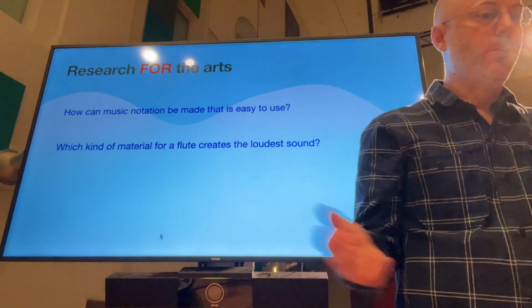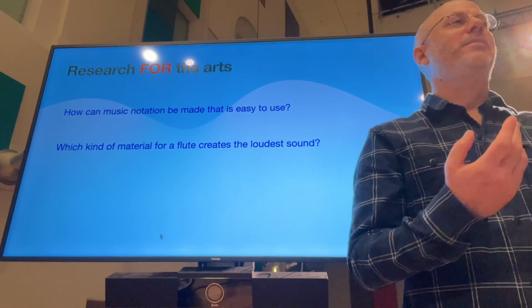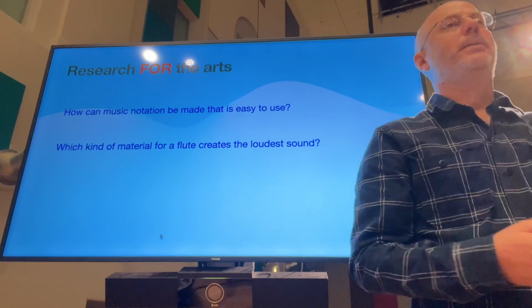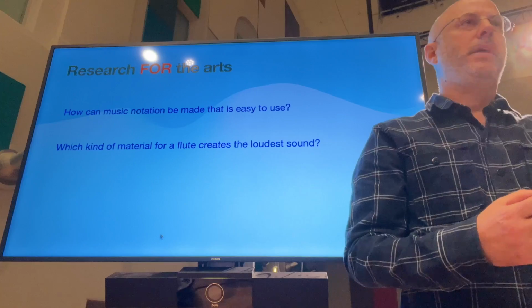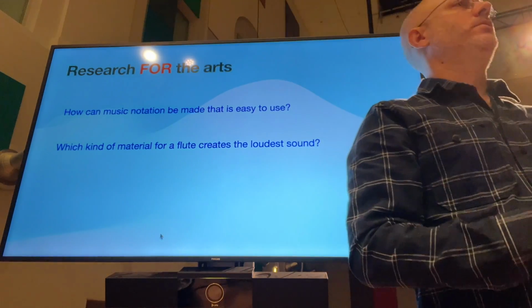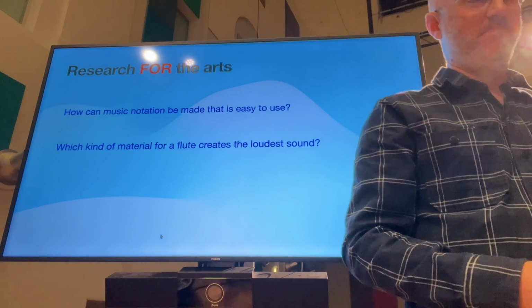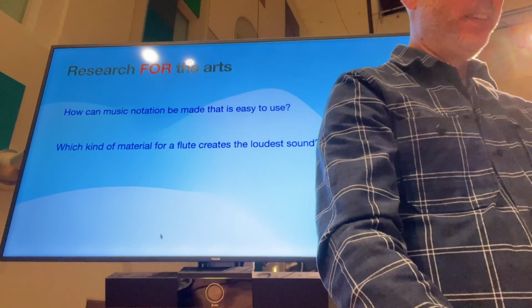What kind of material for a flute creates the loudest sound? I'm a flute player, if you didn't know that. So sometimes we talk about that. People are like, oh, platinum is better than gold, or whatever. And every once in a while, there's some person who makes some scientific study about that. And then we talk about it.